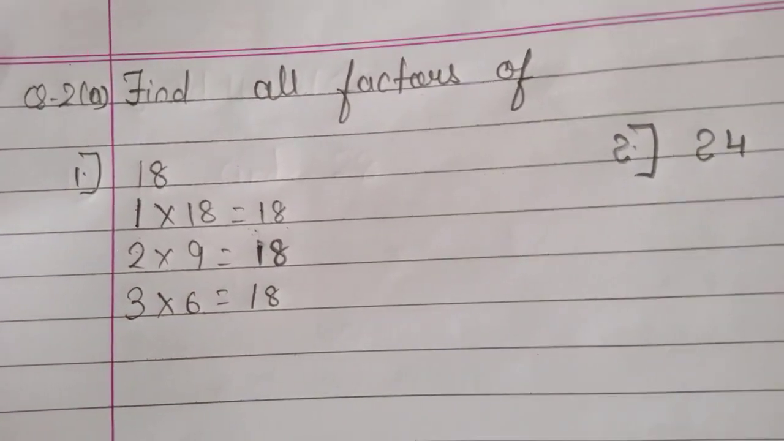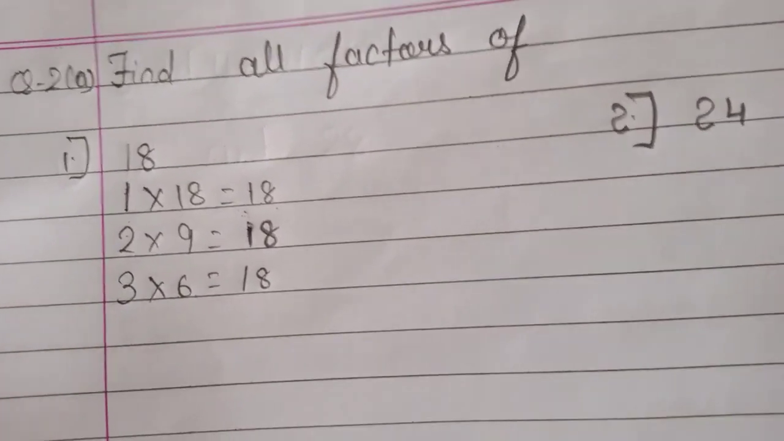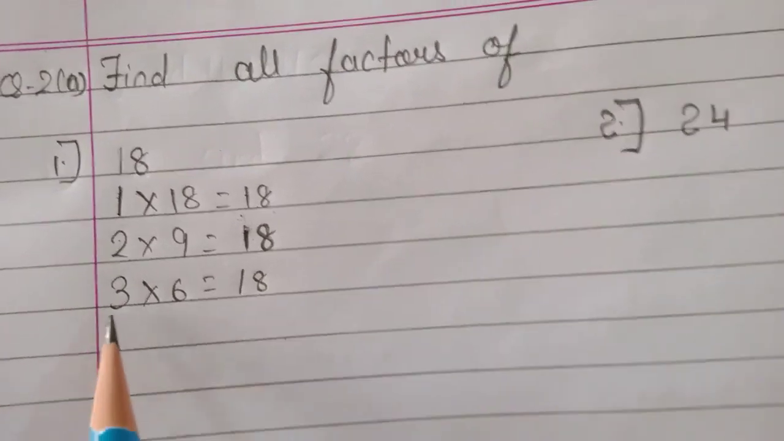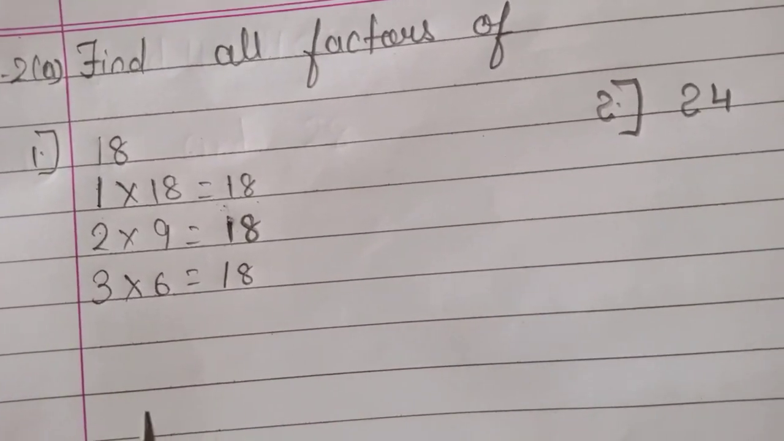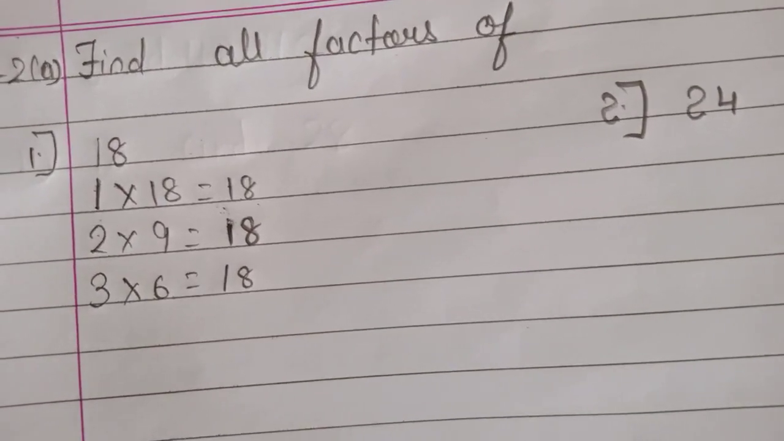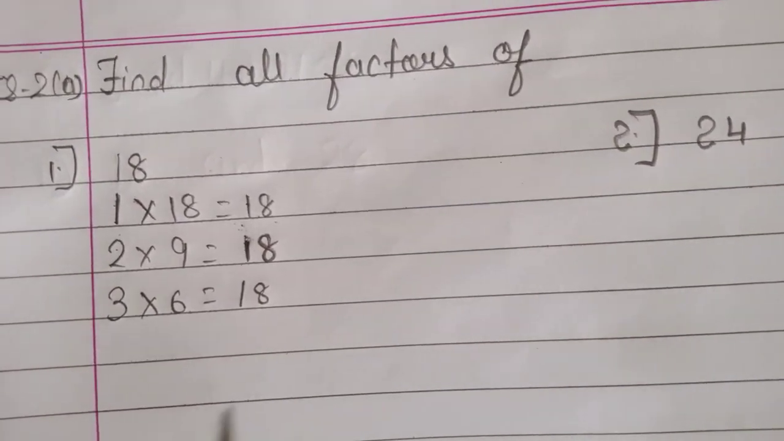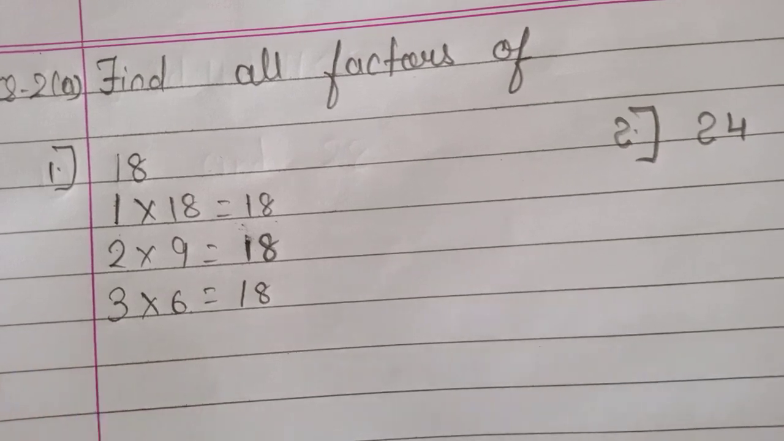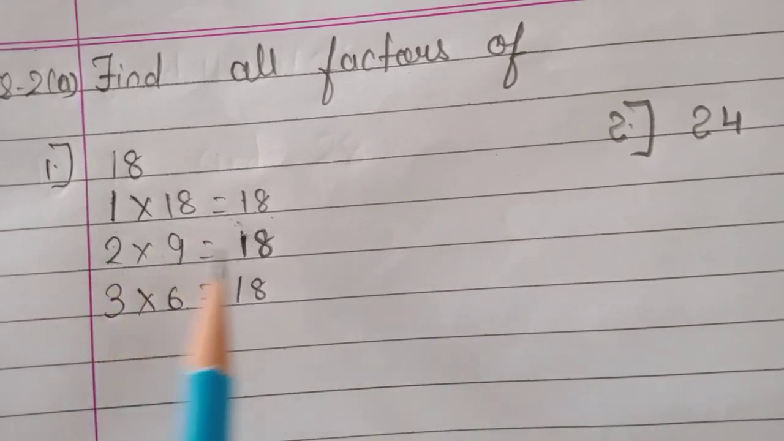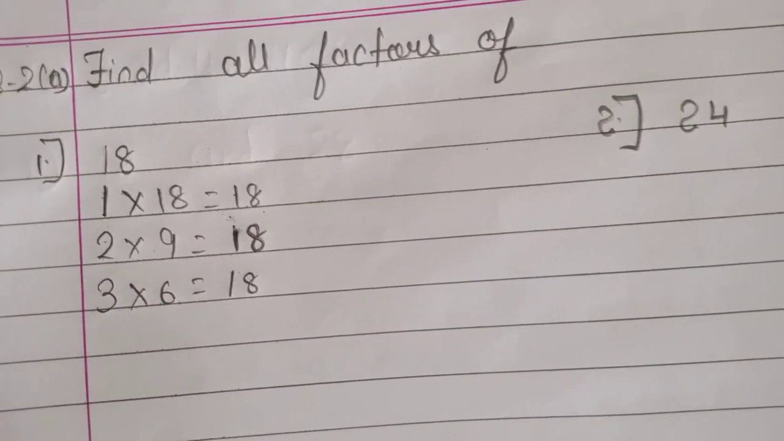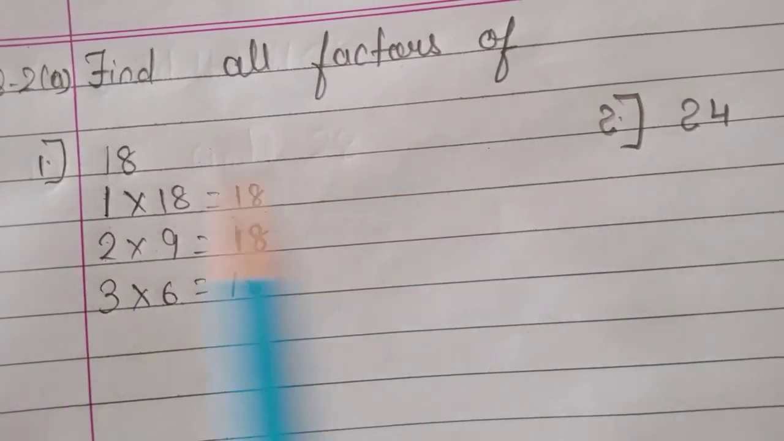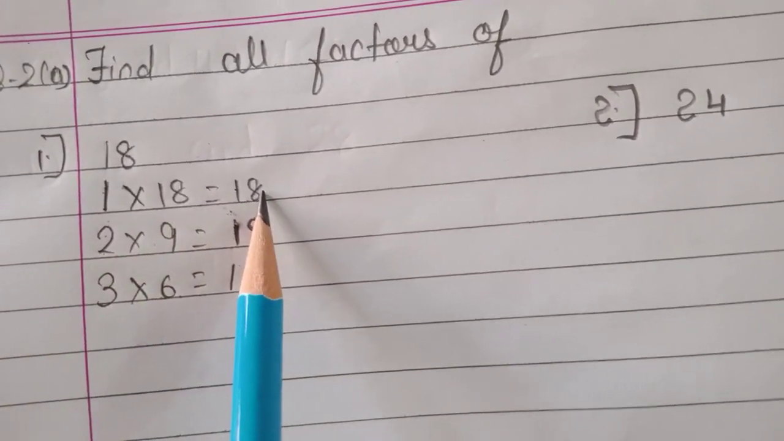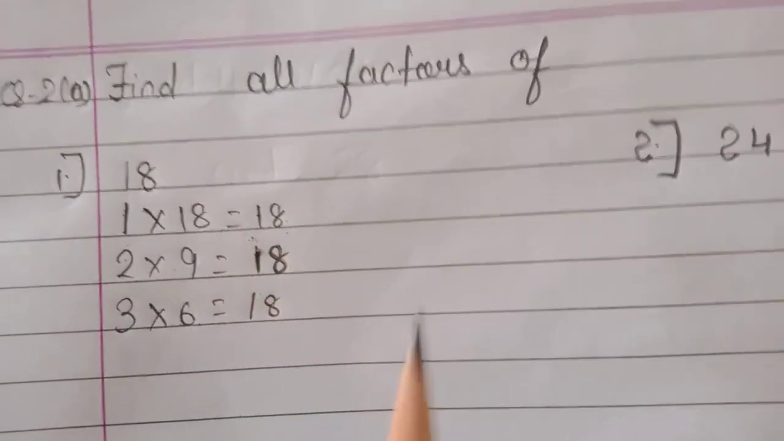Then in the 4 table, will 18 come? No. 5, no. 6, 6 3s are 18, which we have already written as 3 6s are 18, so we will not repeat. Now in the 7 table, no. 8 table, no. 9 table, 9 2s are 18, which we have also written, 2 9s are 18, so we will not repeat. Then last we will write 18 1s are 18, which is also the same as 1 18s are 18 that we have written, so we will not repeat.